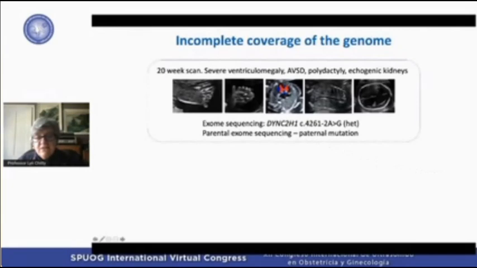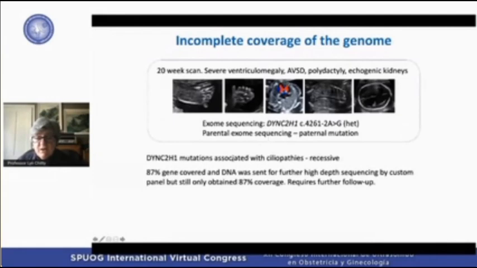And here's a case that presented with polydactyly, an abnormal heart, large bright kidneys, and hydrocephalus. Now this looks like a ciliopathy. Exome sequencing identified this mutation, which had been inherited from dad. And these do cause ciliopathies, but ciliopathies are recessive, and we couldn't find the second mutation. So this is an example of where there must be a second mutation somewhere, but we haven't been able to identify it. And we noted we've only got 87% of gene coverage.